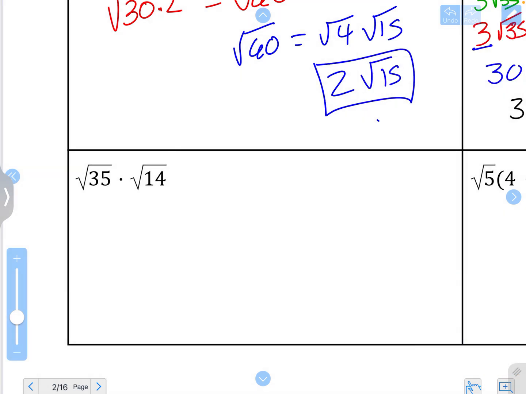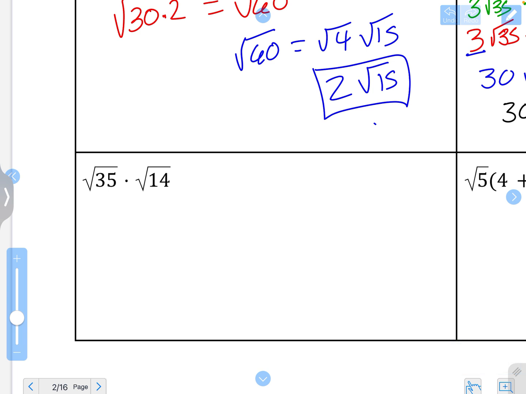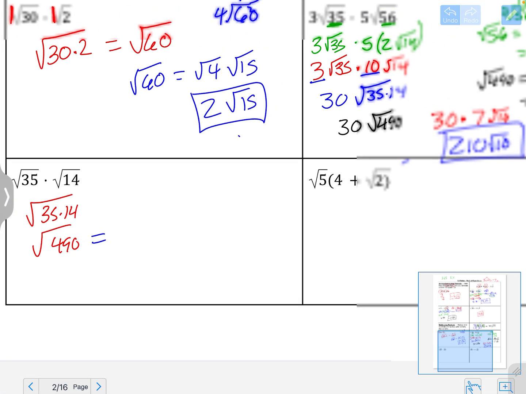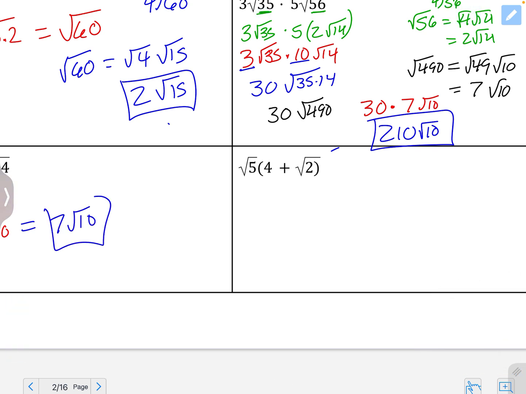All right, 35, I can't divide by a perfect square. 14, I also can't divide by a perfect square. So we're going to do the square root of 35 times 14, which gives me the square root of 490. And hey, we just did this problem. So I know that square root of 490 becomes 7 square root of 10.